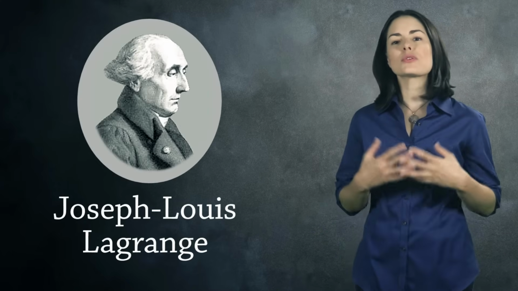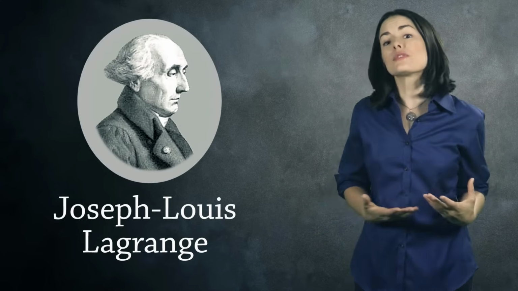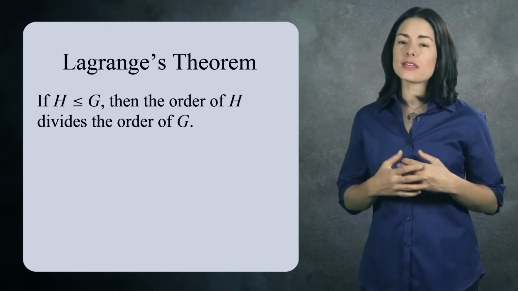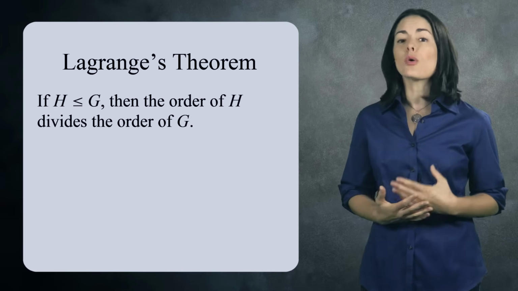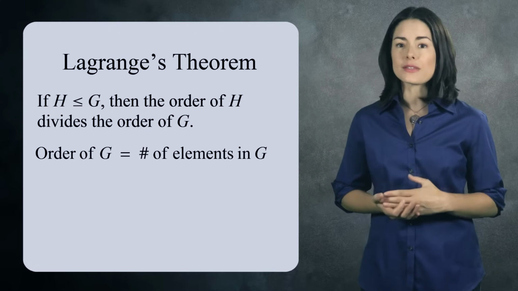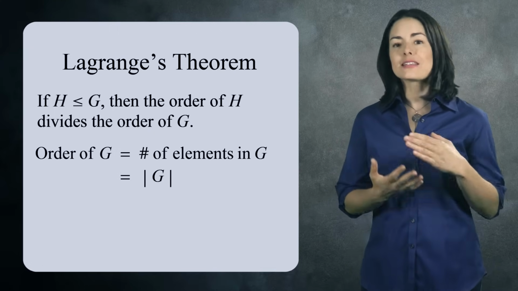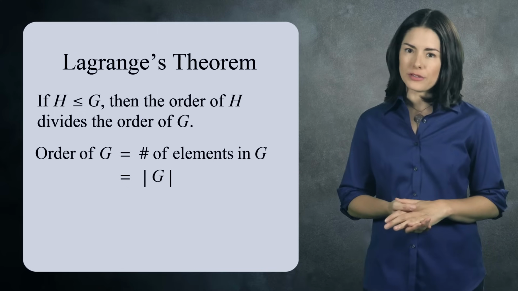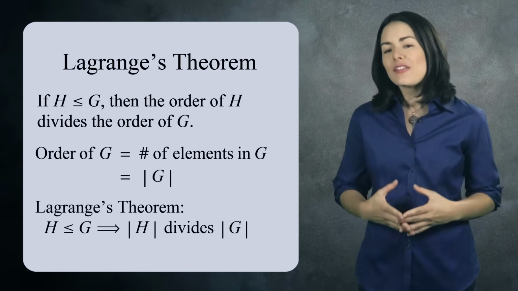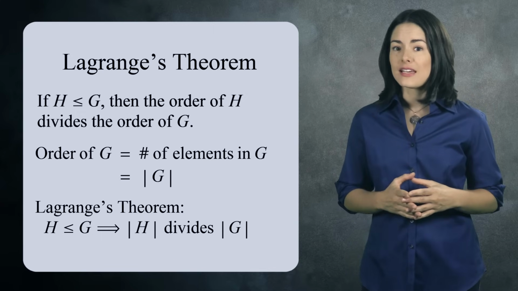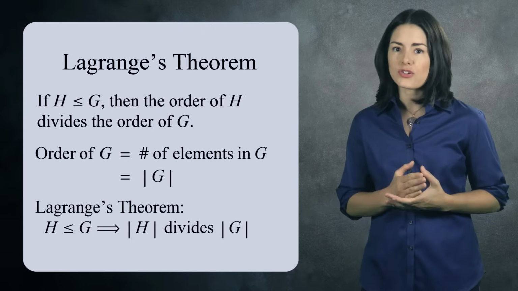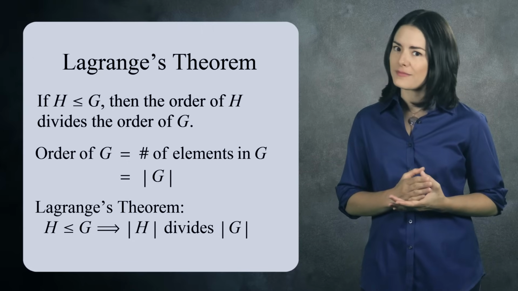The mathematician Joseph Louis Lagrange found a useful test which we now call Lagrange's theorem. He discovered that if H is a subgroup of a finite group G, then the order of H divides the order of G. Recall that the order of a group is the number of elements in the group, and it's denoted by the absolute value symbol. With this notation, we can write Lagrange's theorem more compactly. This is a powerful result. It says that subgroups can't be any old size. There are strong restrictions on the possible subgroups of G.